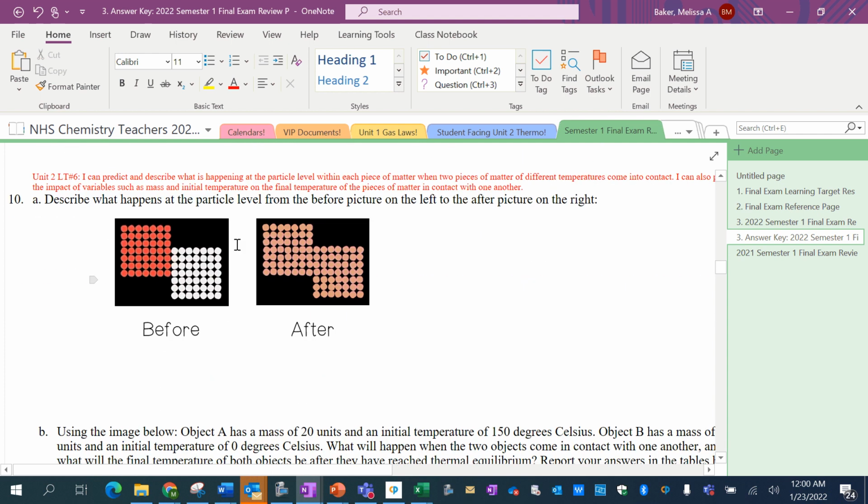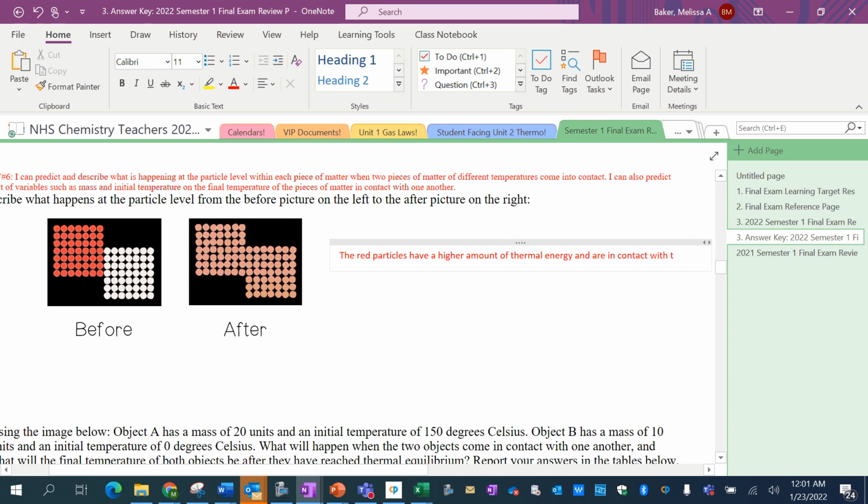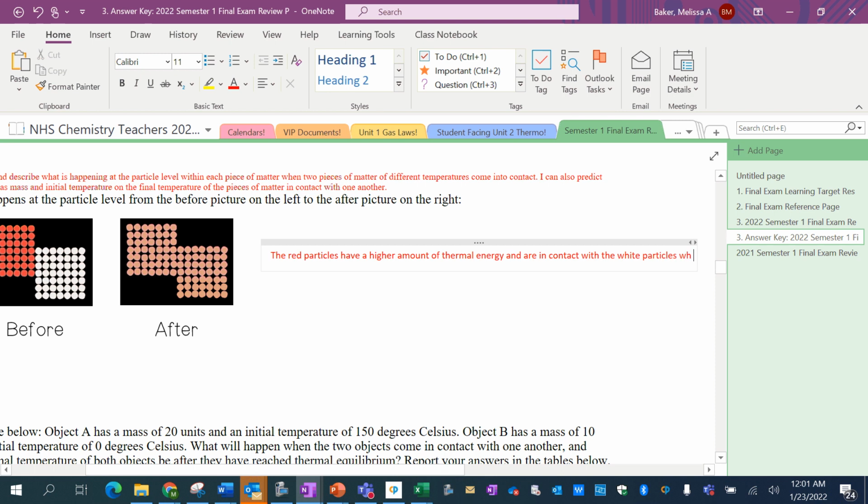Okay, next, describe what happens at the particle level from the before picture on the left to the after picture on the right. Okay, so the red particles have a higher amount of thermal energy and are in contact with the white particles, which have a smaller amount of thermal energy.